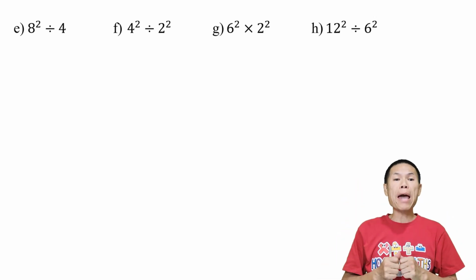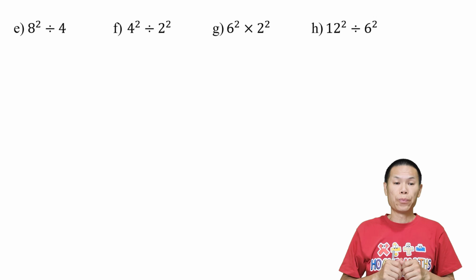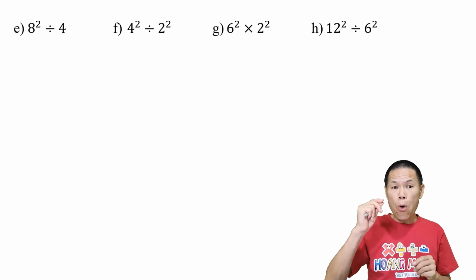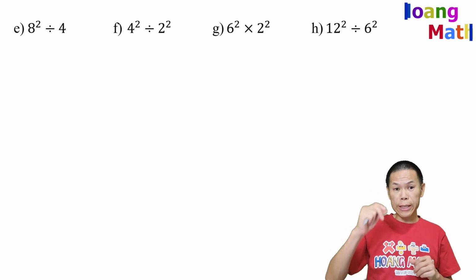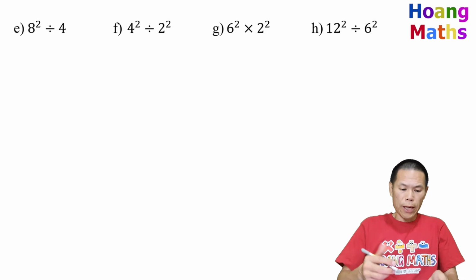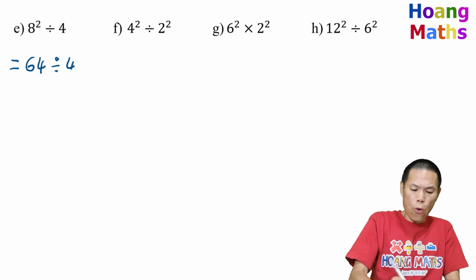Hi there, I'm back. How did you go? Let me go through them with you. So first of all, we have 8 squared divided by 4. We need to work out 8 squared first. 8 squared is 8 times 8, so that gives me 64. Okay, so let me just write this down. That is 64. Then we divide it by 4.